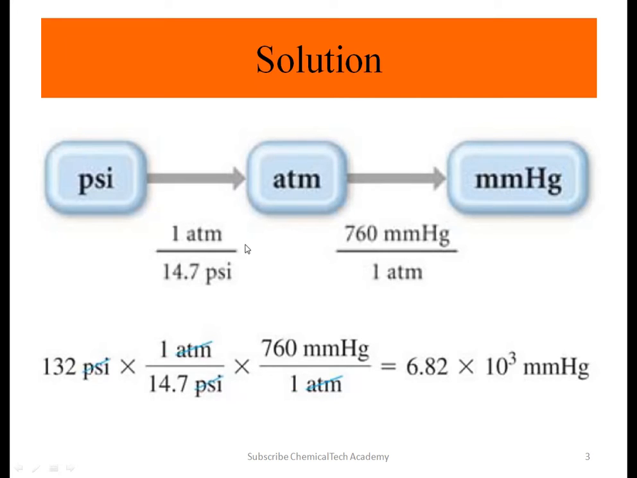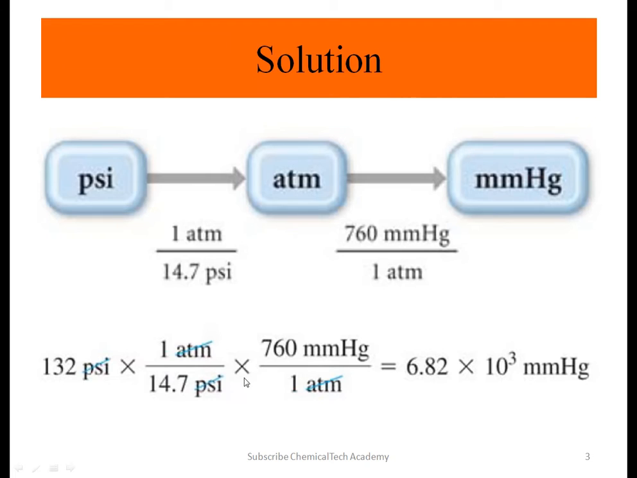So what we need to do, we need to convert psi to atm, and then from atm to millimeter mercury. We know 1 atm is equivalent to 14.7 psi, and 1 atm on the other hand is equivalent to 760 millimeter mercury. So we have 132 psi, so we write this conversion factor 1 atm to 14.7 psi. And then we need to convert this atm to millimeter mercury. So 760 millimeter mercury per 1 atm.